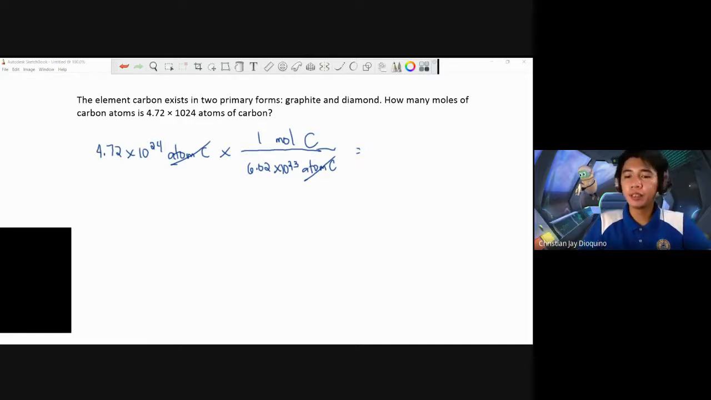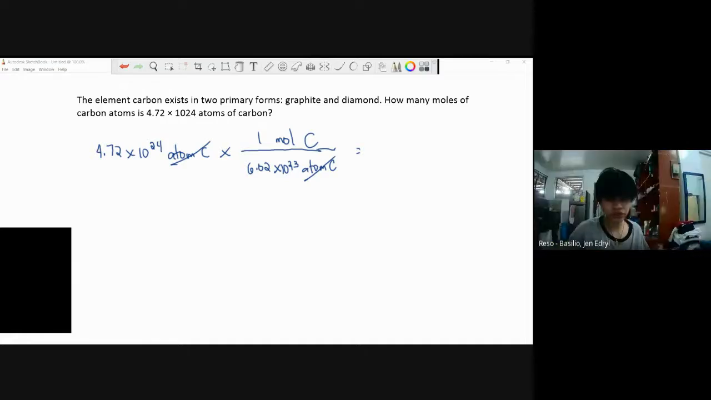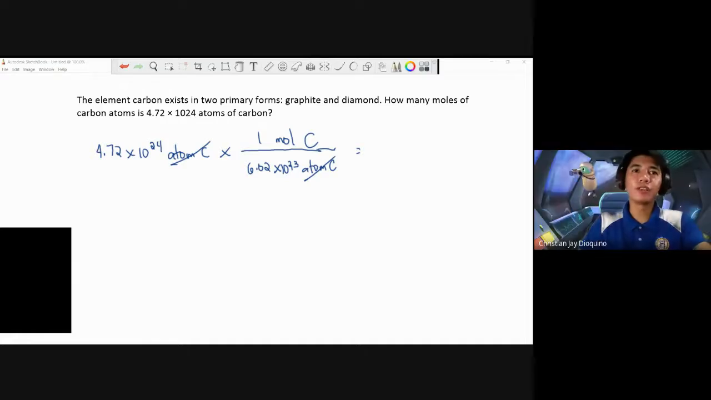The answer is 7.84. Ano sagot? 7.84 po. Okay, so the answer is 7.84, then the remaining unit, which is mole of carbon. So this will be our answer.